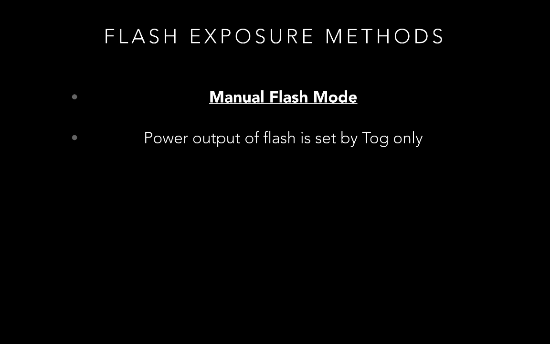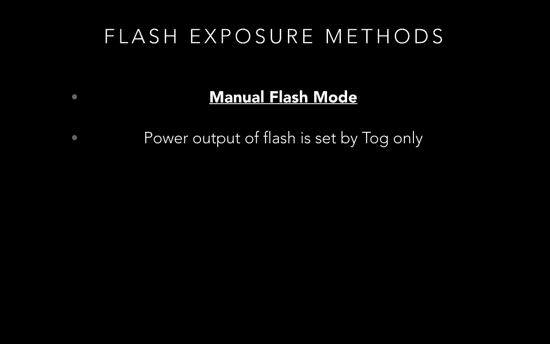Flash exposure methods. Again, manual flash mode. This is where people generally tend to start. The power output of the flash is set by the photographer. Okay, there is no camera metering that's done to adjust the power of the flash. You set the power of the flash, you take your pictures, and then you set your camera to expose based upon the power output.